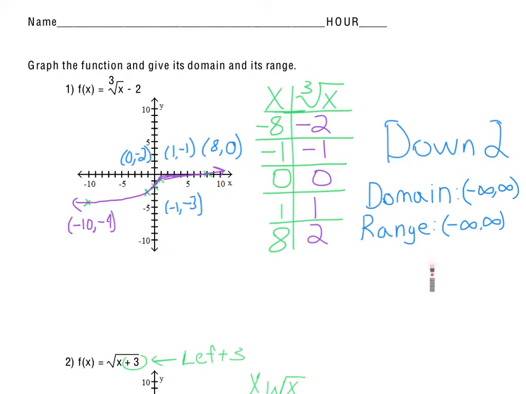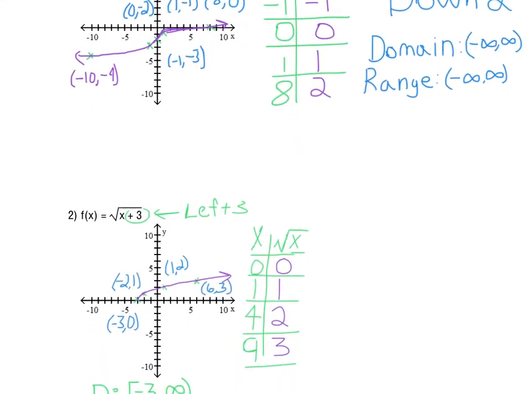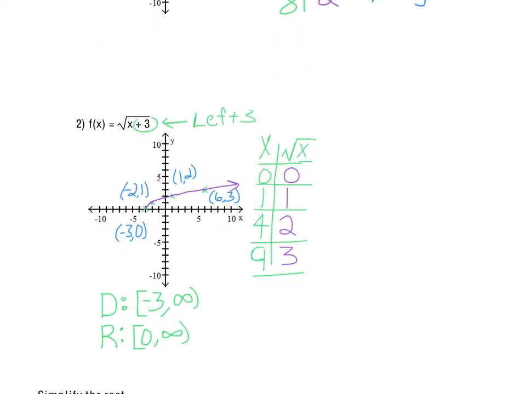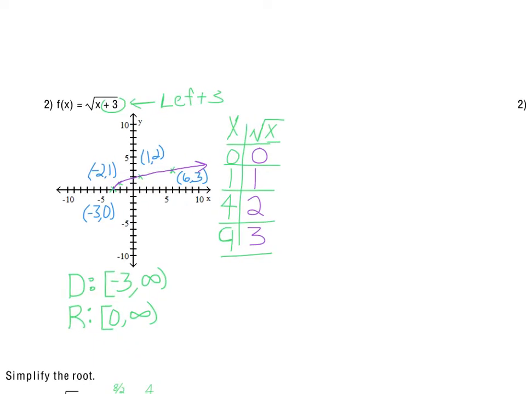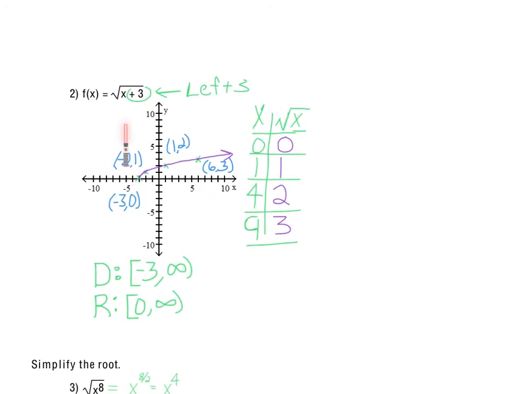Domain and range for cube root functions will always be all real numbers, or negative infinity to infinity in interval notation. We'll take a look at a square root graph. When we're looking at the square root of x plus 3, that plus 3 being in the radical there is a horizontal shift. And because we're adding 3 to the x, that actually moves the graph to the left 3 from where it would be. So that pulls it to the left 3.